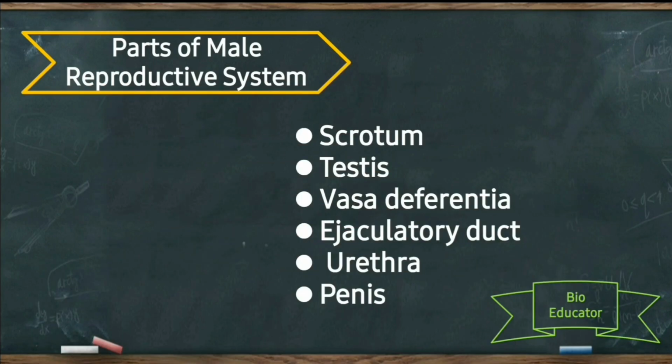First of all, the main parts of the male reproductive system are the scrotum, testis, vasa deferentia, ejaculatory duct, urethra and penis. Now we will discuss all these parts in detail.